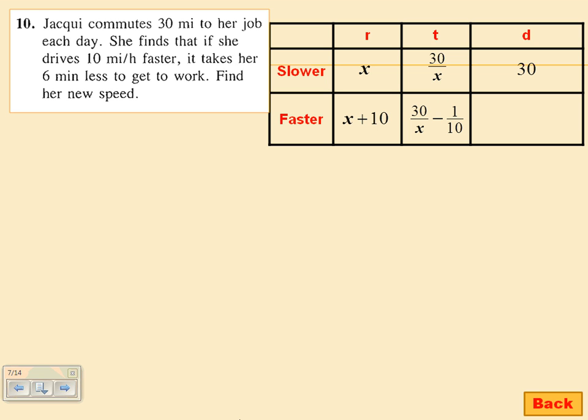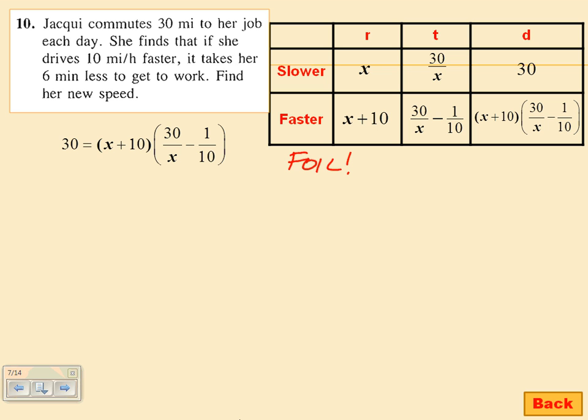So as a result, I'm going to multiply those two things. As you recall, her slower distance is the same as her faster distance. So that's how I set up my equation. So how do you go about doing this right now? The way I'm going to go about doing this is I'm going to do some foiling. These are two binomials that I can multiply with each other.